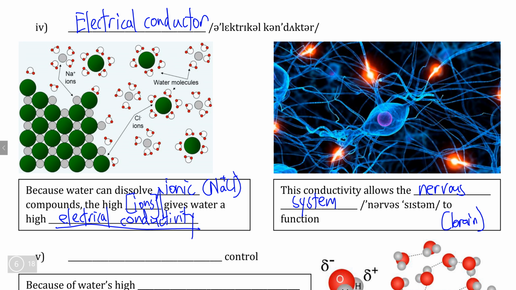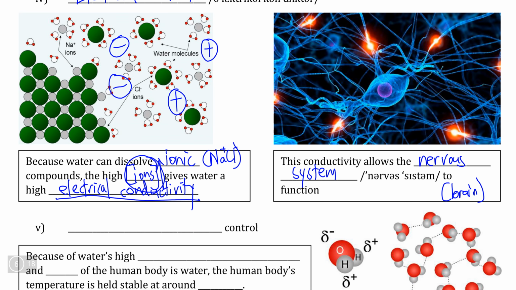And this is only possible because of water's ability to dissolve ions in order to give these cells a large concentration of positive and negative charge, which can then pass electricity through it.